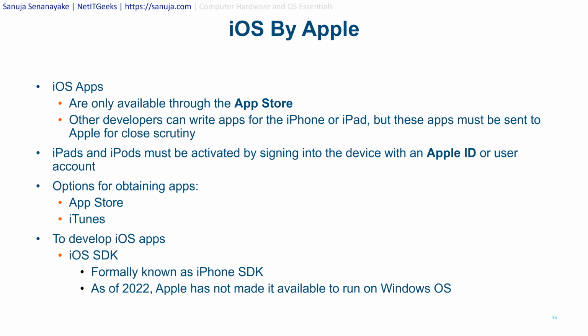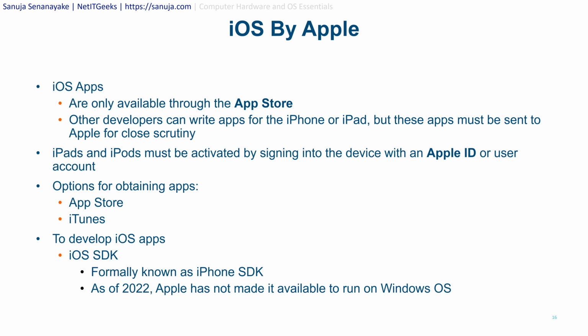iPads and iPods must be activated by signing into the Apple ID. The Android devices must be activated through the Google Play Store, because if you don't do that, some functions of your cell phones or Android device may not work. So keep that in mind as well, even though I haven't mentioned that. Options for obtaining Apple apps include the App Store, and also you can get some apps associated especially with music through iTunes, but iTunes is also part of the Apple ecosystem and owned by Apple themselves.